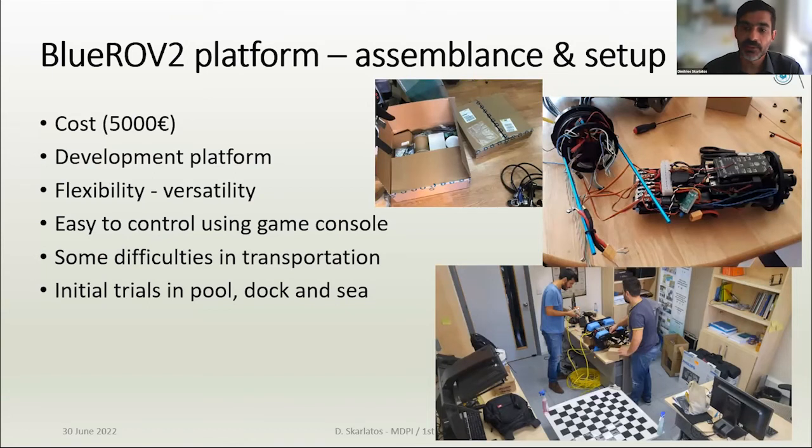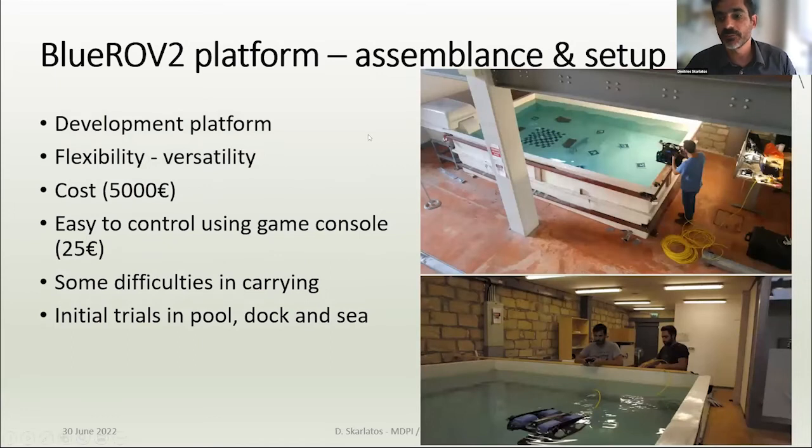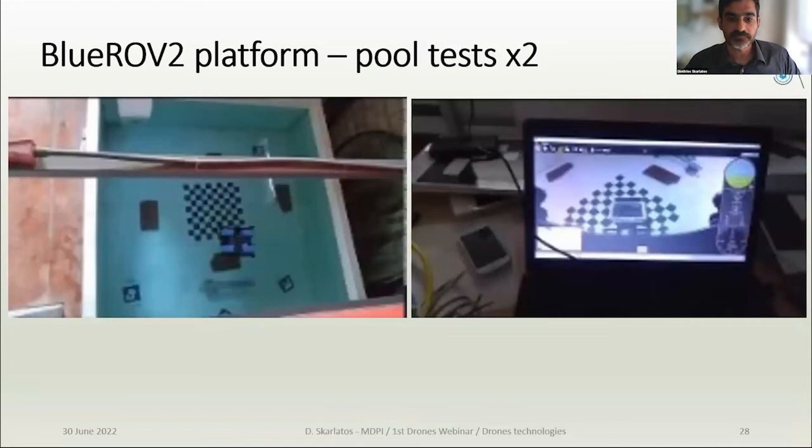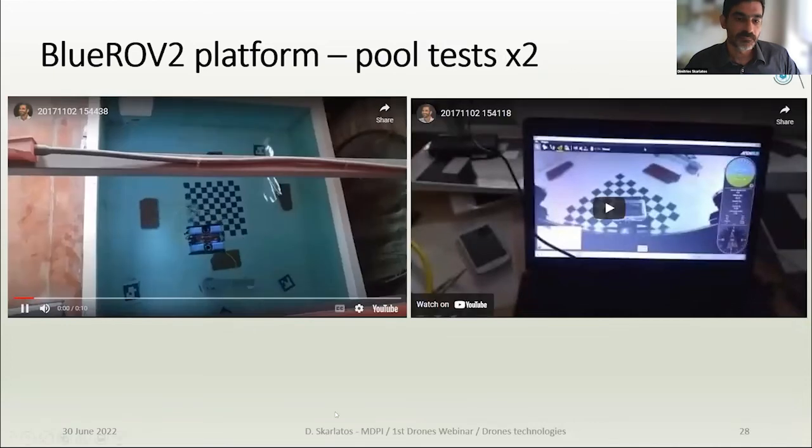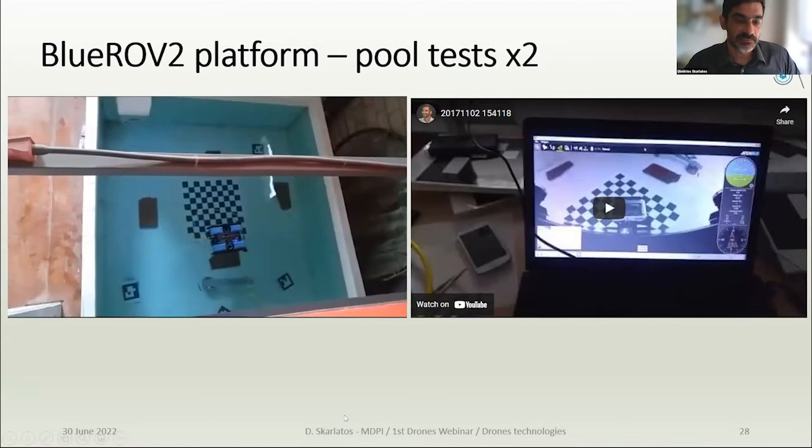So it is cheap. We did face some difficulties in transportation, despite the fact that it is quite light and very small. And I'm going to discuss them in a while. And of course, we proceeded with initial trials in our little pool to understand the usability of the ROV, and of course, try to calibrate the internal camera or external cameras in a little test field we made.